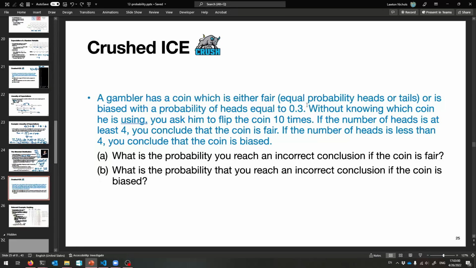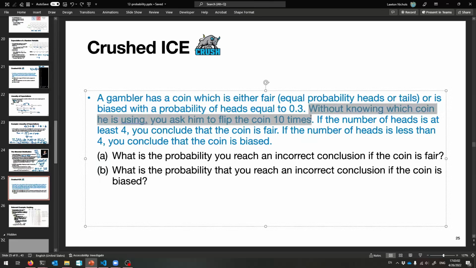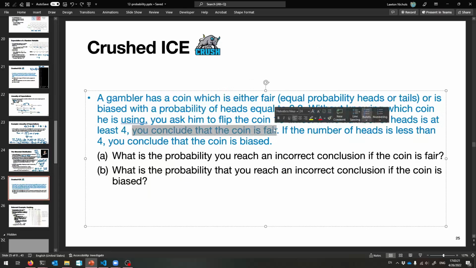Okay? And we're not sure which coin it is, which coin the gambler has, which coin we have maybe. So without knowing that, we ask the person to flip the coin 10 times. And we want to see, was it fair, was it biased, based on those 10 flips, all right? If the number of heads is at least 4, we conclude that the coin is fair. And then our idea is, was that a good cutoff?